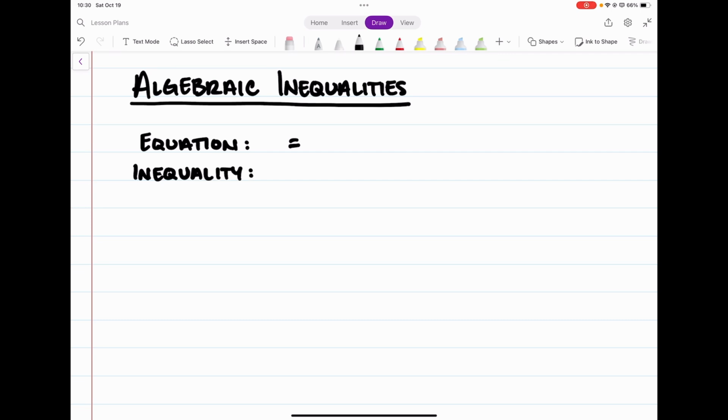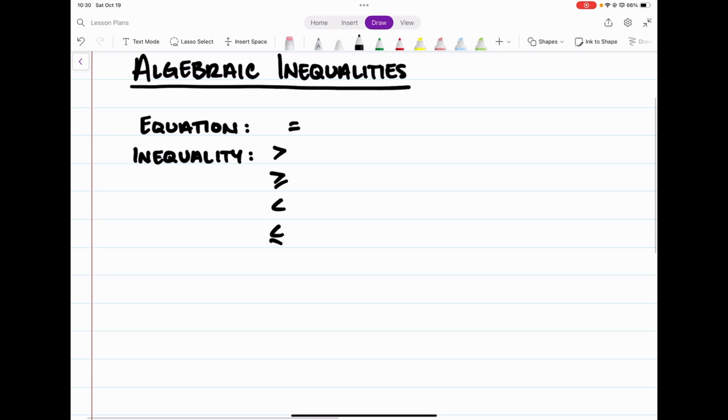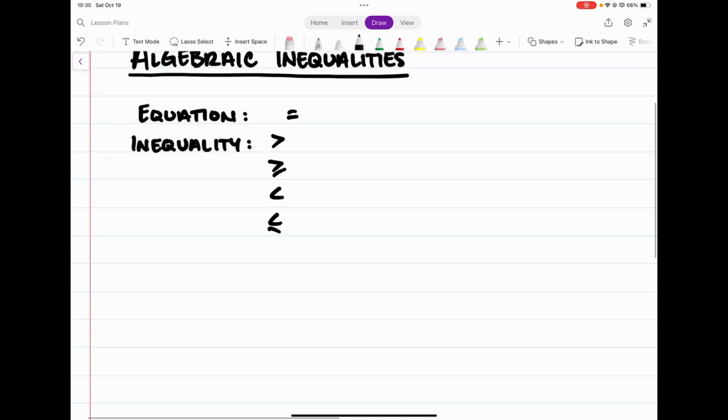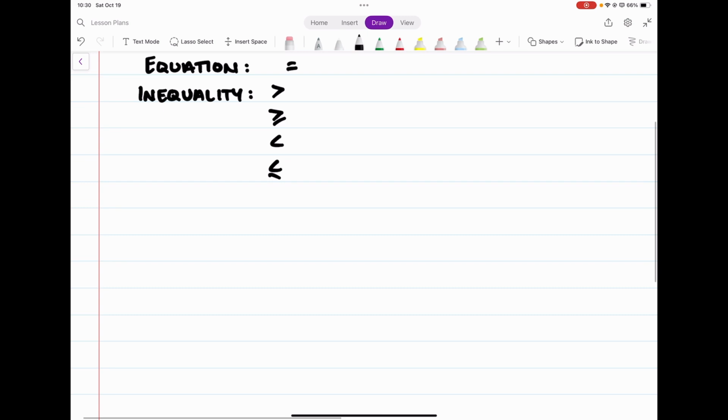Well, it means that you are dealing with a number that is greater than or equal to, or less than or equal to. This means the value isn't just going to be straightforward, right? It's going to have a range of numbers. Let's take a look at an example of an equation versus an inequality. An equation can be x is equal to 4, which means that x is 4. It's that simple, right? It can only be one number and that's it.